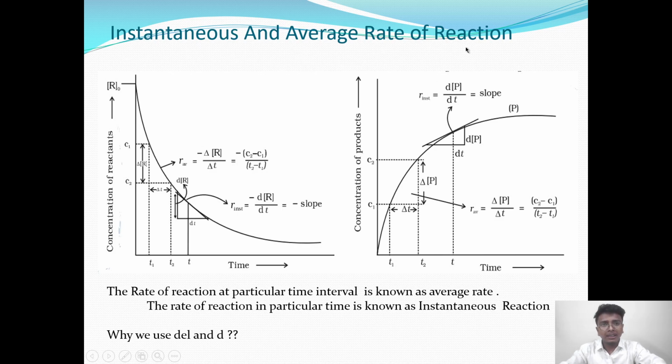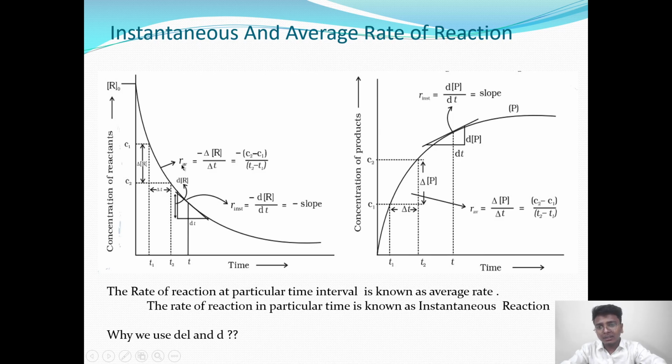First we look at the average rate of the reaction. On the left hand side we have the graph showing the concentration of the reactant decreasing with the passage of time. At t equal to 0 we have the total concentration R naught, and as time increases the concentration of the reactant decreases. At the start we have time t1 with concentration C1, and at time t2 we have concentration C2.